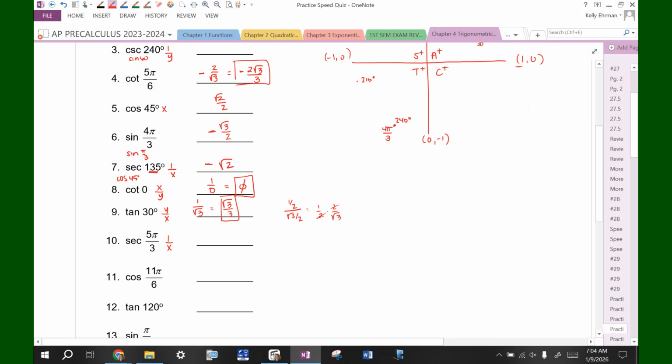Secant is the reciprocal of cosine, so 1 over x. It's got a pi over 3 in it. Okay, so just do cosine, just think what's cosine of pi over 3, and then we're going to flip it.